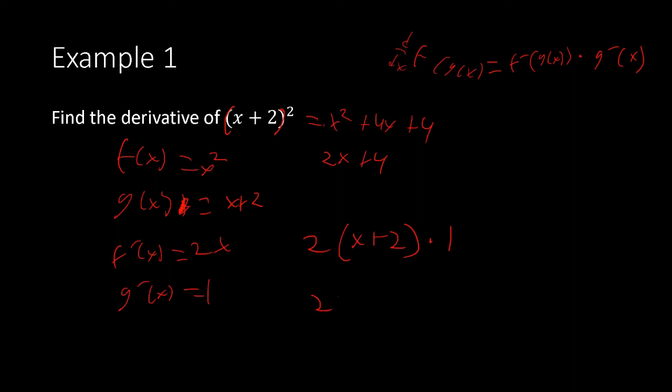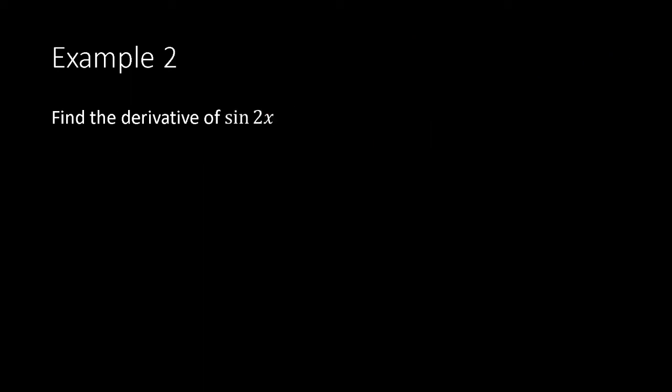And if we multiply that out, we'll get 2x plus 4, which, as you can see, is the same thing here and here. So we're soon going to look at some examples where you can't just multiply it out and simplify, where you'll actually have to use the chain rule.